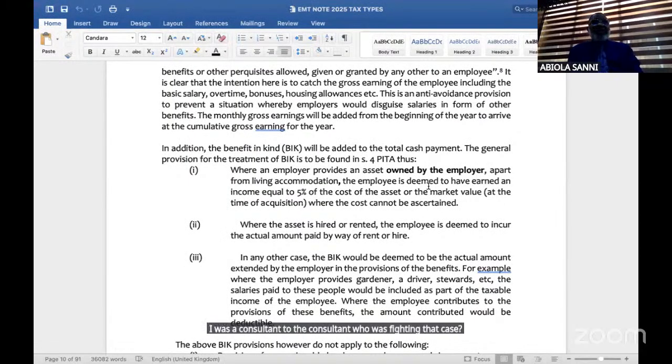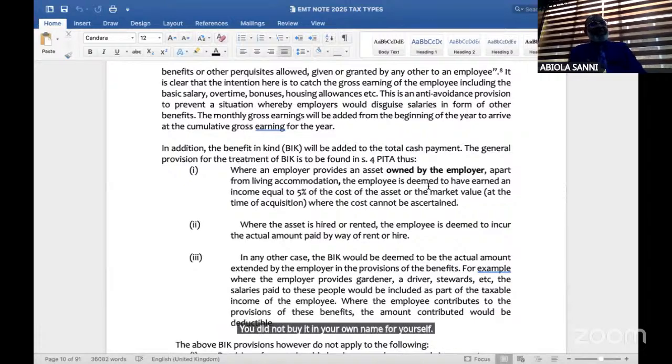So in the course of the argument, they initially said, no, they were not liable to pay tax. Later, the argument was that it is not the entire amount that will be liable to tax, it's just 5%. Then we argued that, look, you bought this for the employer. You did not buy it in your own name for yourself.